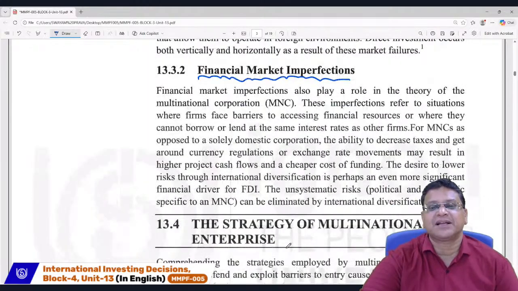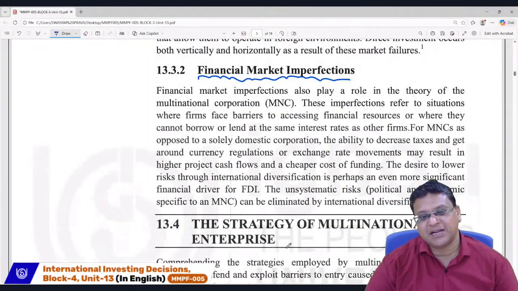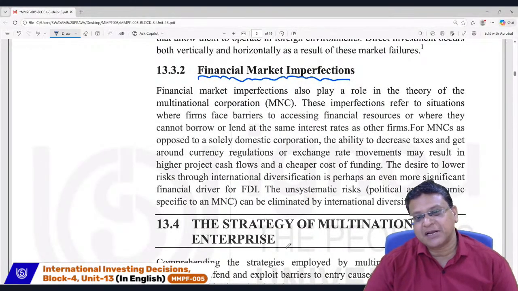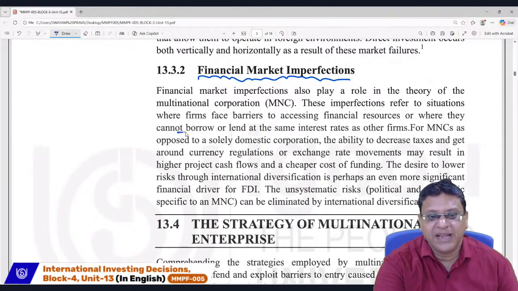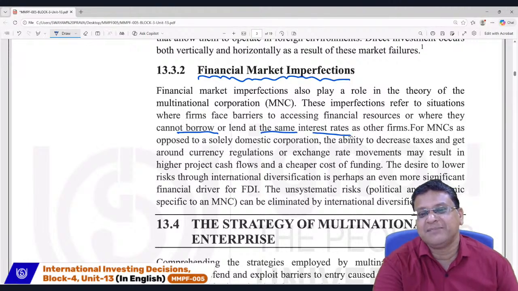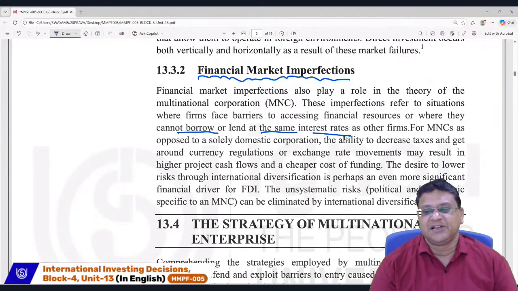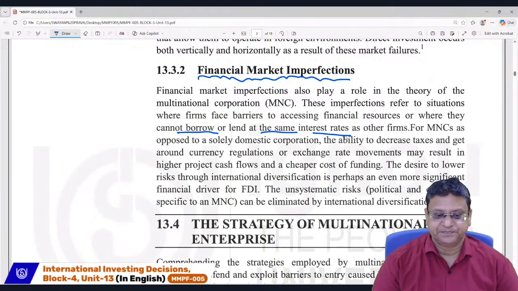Next, financial market imperfection. What is financial market imperfection? Throughout the world, financial markets are different. A financial market may be a money market or a capital market. Capital market is a market for long-term funds, whereas money market is a market for short-term funds. The interest rates prevailing in different markets are different, so companies can borrow and lend their money not at the same interest rate. In order to take benefit of this, many companies internationalize their operations.